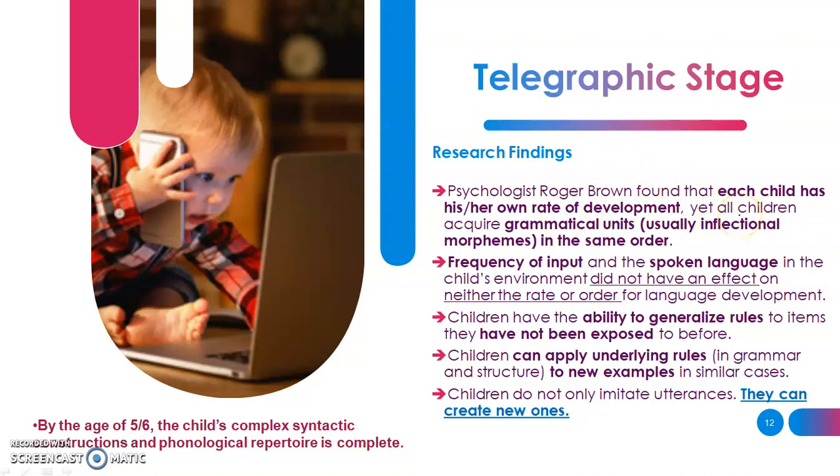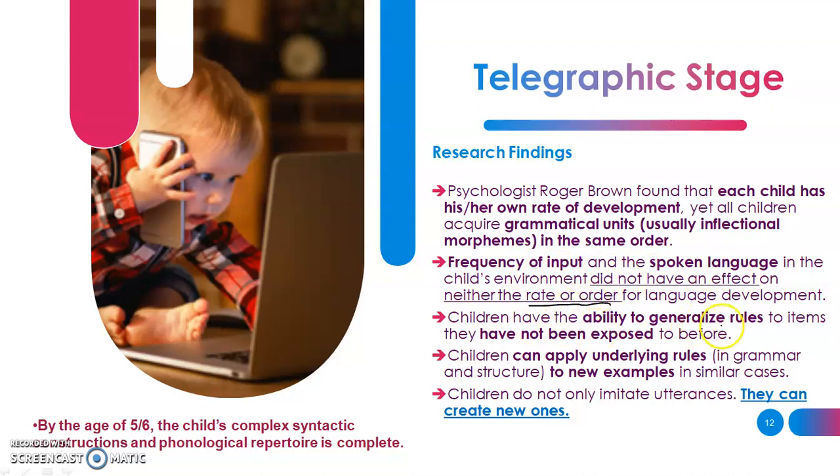According to Roger Brown, each child has his own rate of development. However, the stages of development, especially when it comes to grammatical units, happen in the same order. So the frequency of input in the spoken language, no matter what the language is, or how much the caregivers are speaking, does not have an effect on the rate or the order of language development. The rate and the order are the same for all children, but the amount of words that the child is saying and how fast differs from one child to another. These are other factors which could be discussed later. However, as we said, input and the spoken language do not affect the rate or the order.